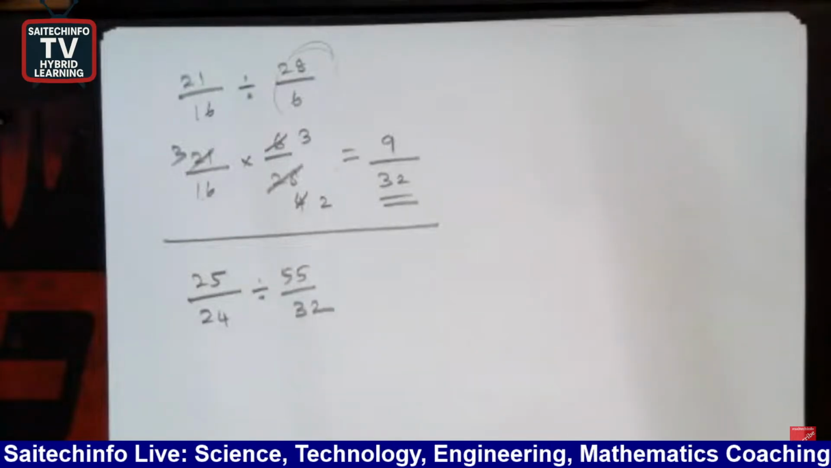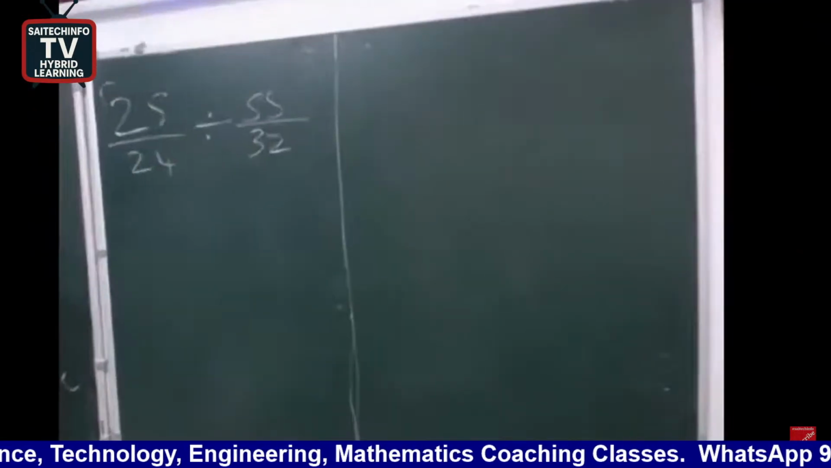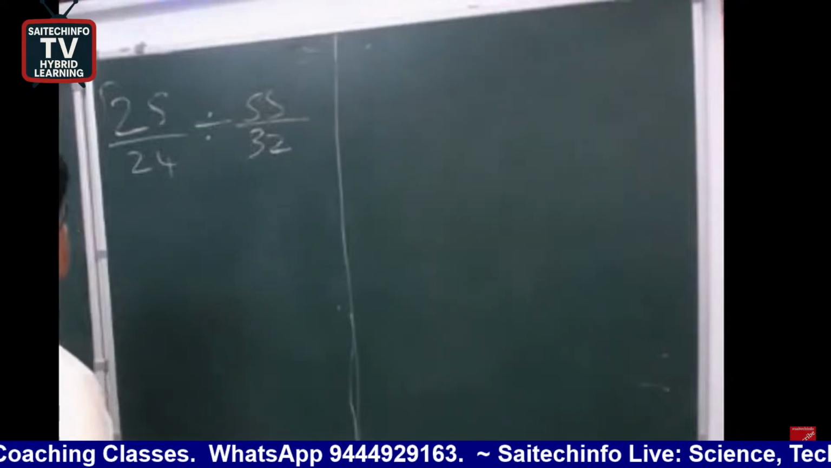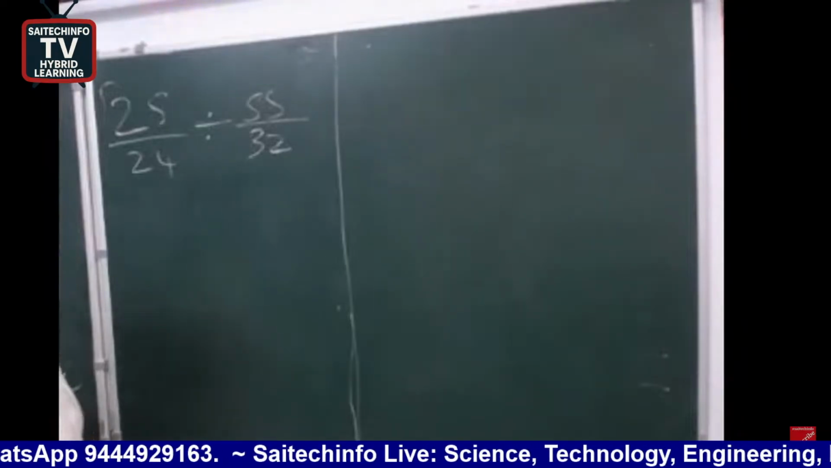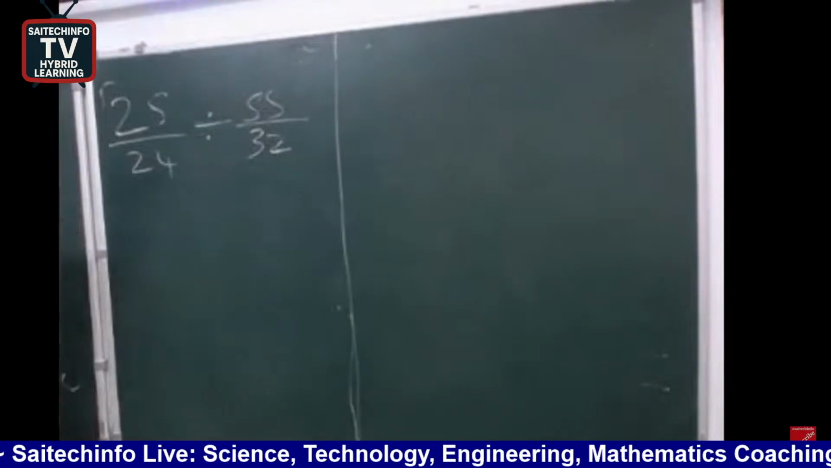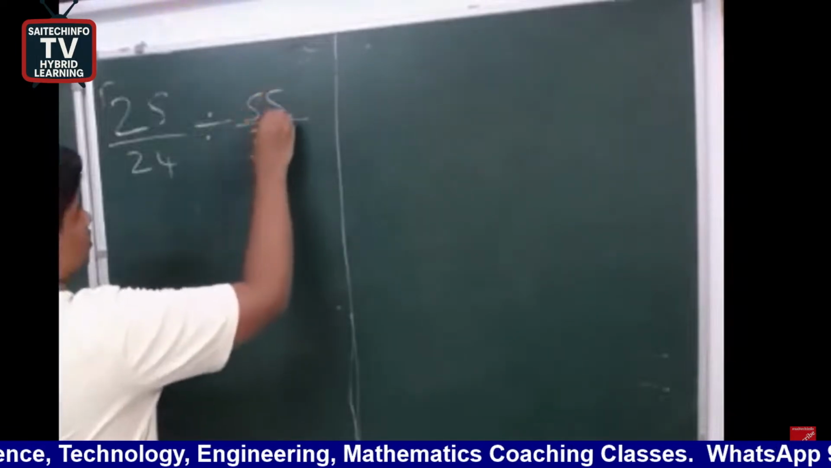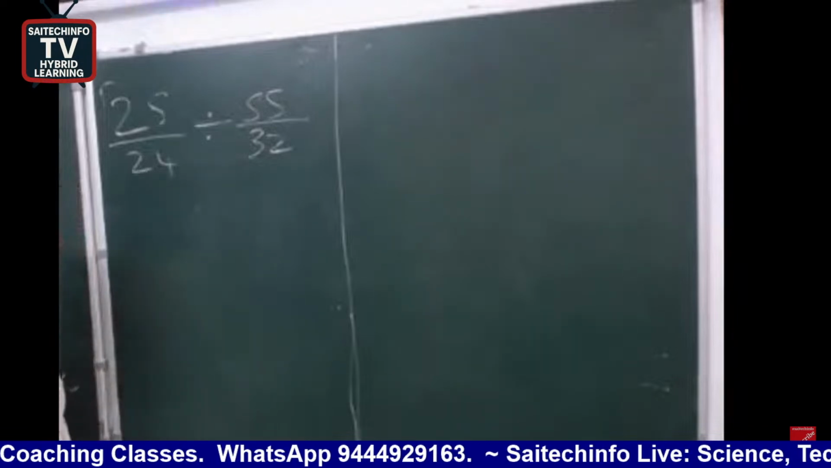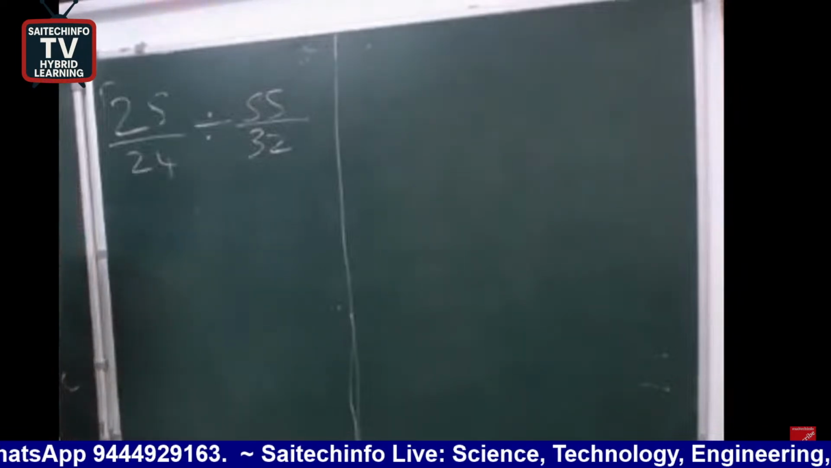Try this. 25 divided by 24, divided by 55 divided by 32. So what you are supposed to do? You have to take the second fraction reciprocally and convert the division into multiplication. Okay, right, proceed.